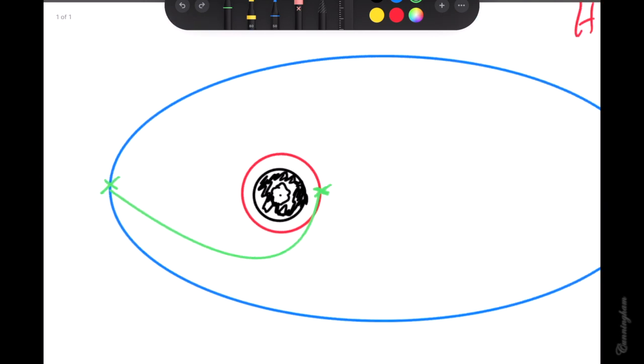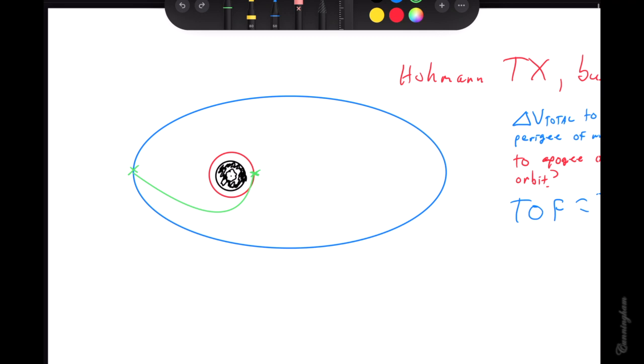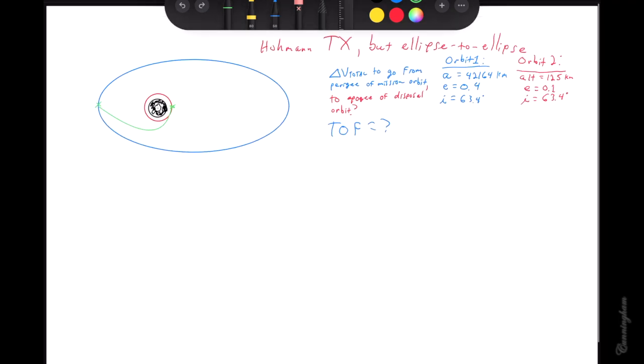So we have all kinds of conflicting factors going on. We've got two elliptical orbits, and we're not just going perigee to perigee or apogee to apogee. We're going perigee to apogee of a smaller orbit. It could not be more different than the previous video's scenario. But I'm going to argue that the math is truly, truly the same. So what do I mean by that?